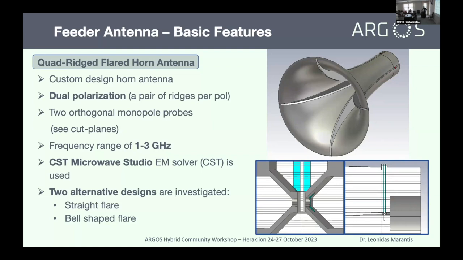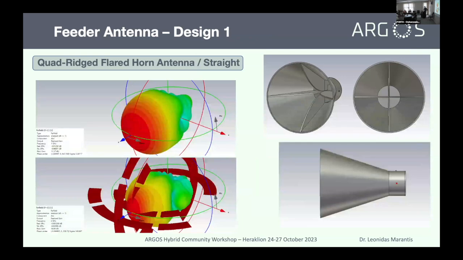All the simulations that we have done for the feeder antenna are performed in CST Microwave Studio. So far, we have two main alternative designs: a straight flare and the bell-shaped flare. The one that you are watching now is the bell-shaped, but let's start with the other one. This is the straight flare. It's a normal, straight, conical shape, as you can see.